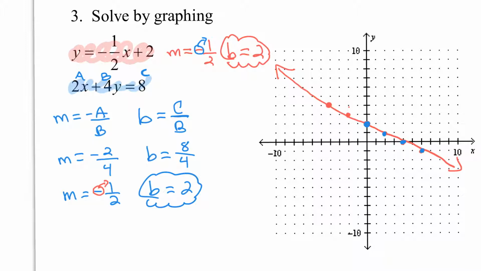And I can go the other way. I can go 1 up from the y-intercept. 1 up, 2 to the left. That's the opposite. And 1 up, 2 to the left. What do you notice? The points are the same. They are on top of the red points. So what that means, we have the blue line on top of the red line. So the two lines are the same. They have the same slope and they have the same y-intercept.